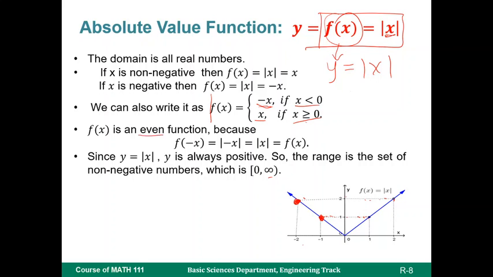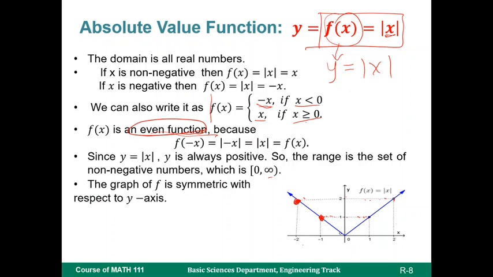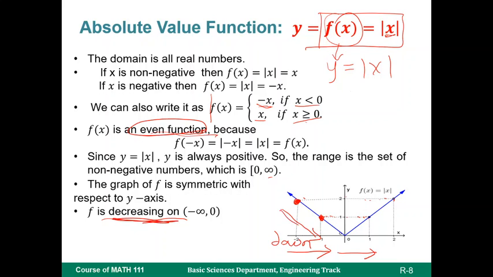Now you can tell this from the evenness. If a function is even, then its graph is automatically symmetric with respect to the y-axis. Okay, we already said that. Now f is decreasing from left to right. Always you go from left to right. So it's going down. Going down means decreasing on this part and then increasing on this part, up. So it will be increasing on the positive part, decreasing on the negative part.